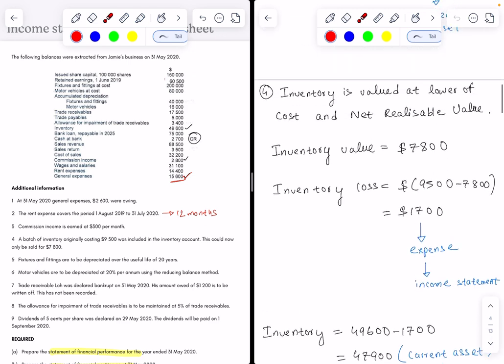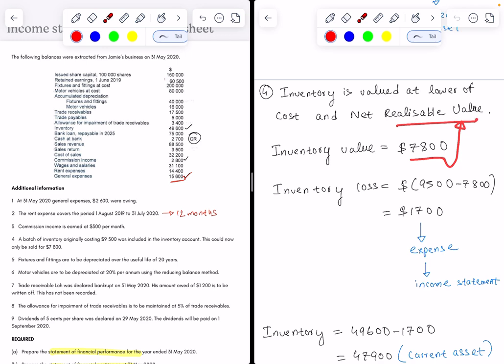Let's move to transaction number 4. A batch of inventory originally costing $9,500 was included in the inventory account. This could now only be sold for $7,800. Now, the rule is that inventory is to be valued at the lower of cost and net realizable value. Net realizable value simply stands for the final selling price for this inventory. We know the cost of the inventory was $9,500, but now we can only sell this for $7,800. Therefore, the inventory value should be $7,800, which is the net realizable value that we have now.